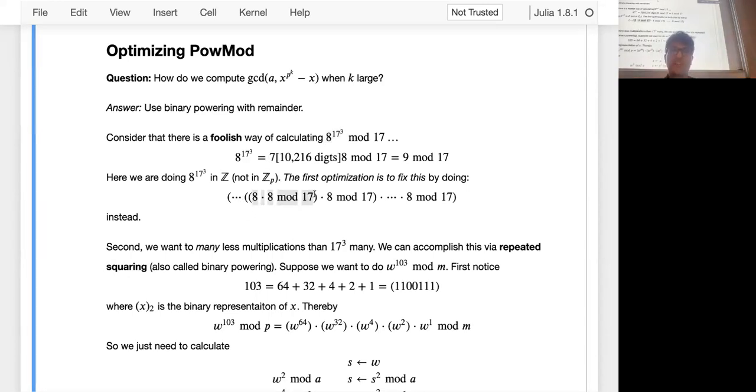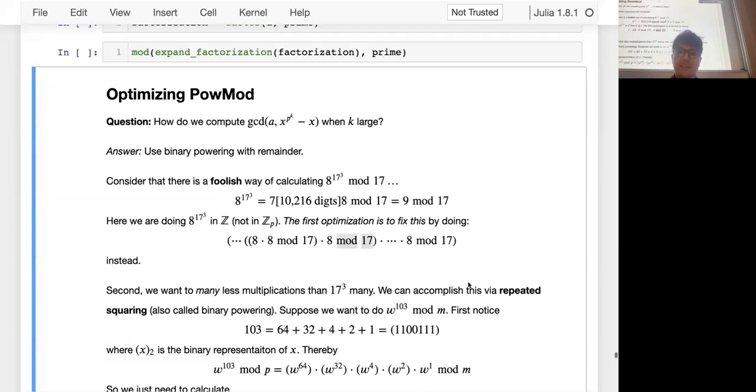So that's 64 reduced to 17. Now that number is small and you want to multiply by 8 and immediately reduce by 17 again, right? So this is going to prevent the number from ever exploding to something huge. And this is extremely important, right? Because otherwise, I don't even think Julia would be capable of doing something like this.